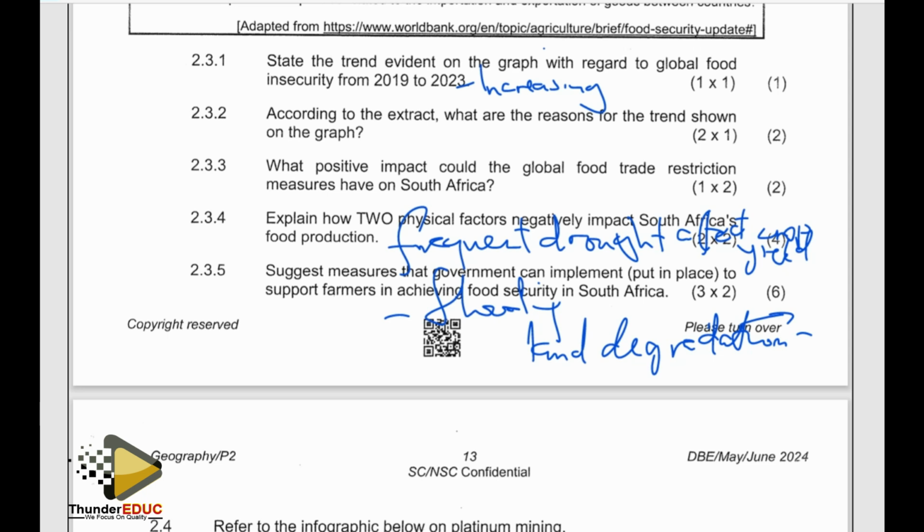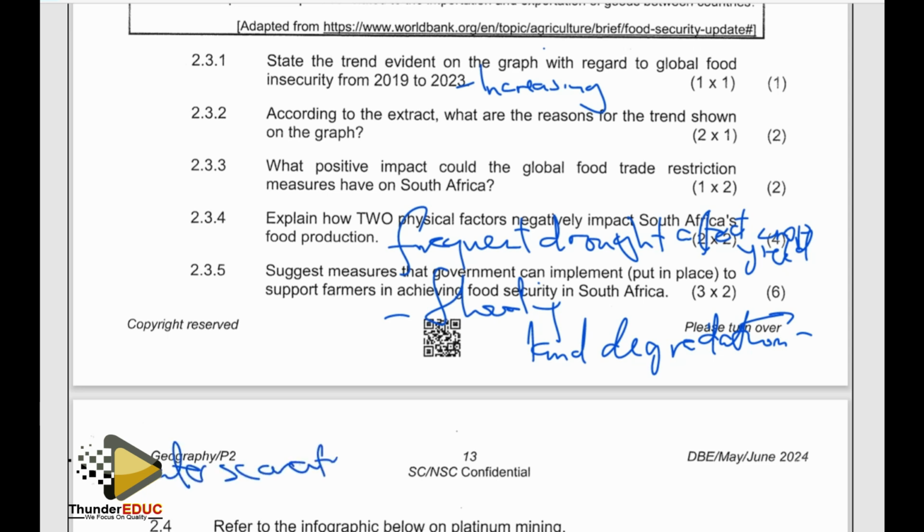Then we can also talk of other factors like the topography. Topography of the area is also a physical factor that can affect. We look at some areas where there are steep slopes. Those slopes make it very difficult to do successful agricultural production. And hence, at the end of the day, we tend to find that we do not manage to have sufficient food reserves. And also, maybe we can talk of water scarcity. It's also another physical factor. The scarcity of water.